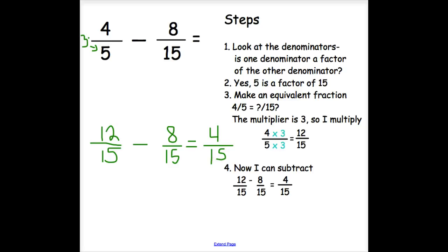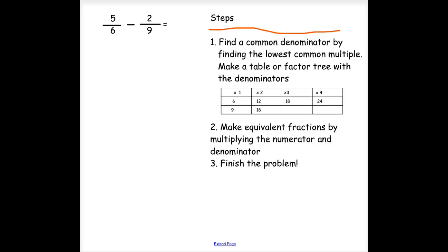Our last sample is 5/6 minus 2/9. So once again, my denominators are different, and I have to find a common denominator. So for this one with 6 and 9, I'm going to make a table, or we could make a factor tree that we did in class today. And if I take my multiples, 6 times 1 is 6, 6 times 2 is 12, 6 times 3 is 18, 6 times 4 is 24. And then I do my multiples of 9. 9 times 1 is 9, 9 times 2 is 18. I can stop right there because I have 18 and 18.